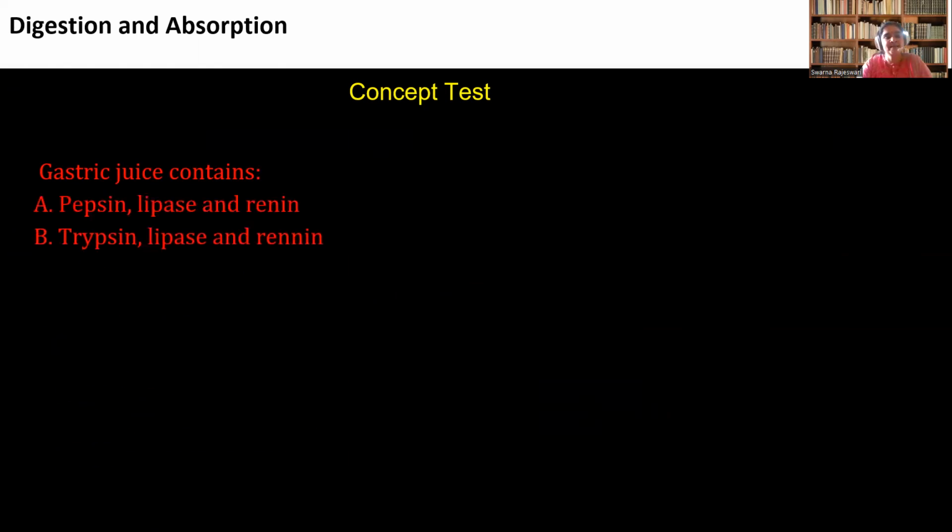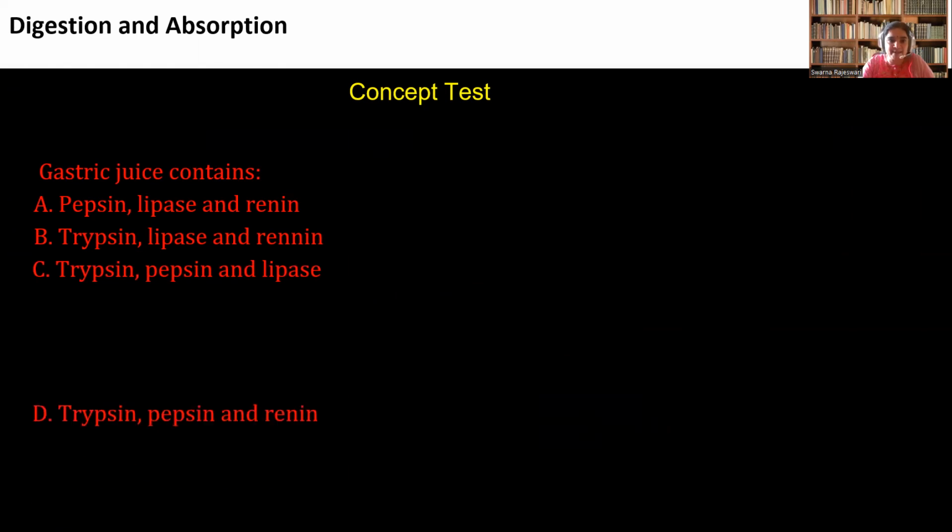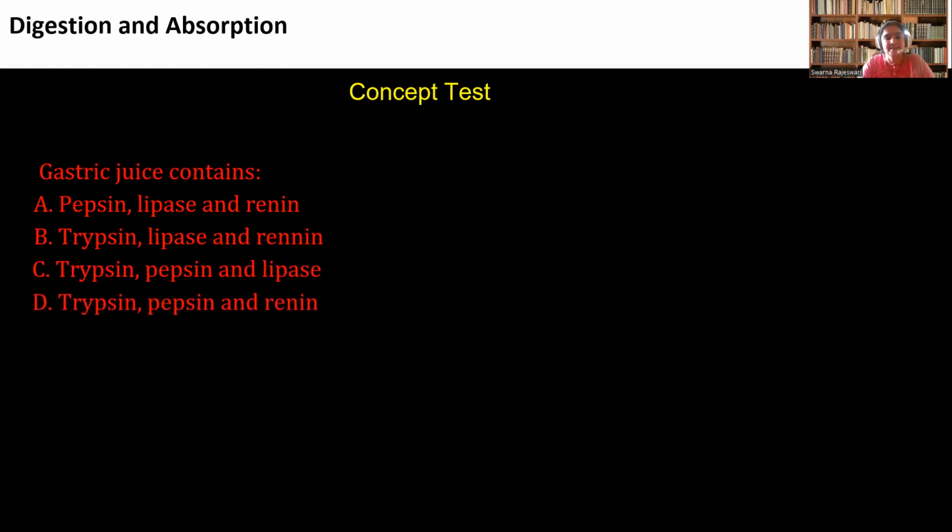Now let us take a small concept test here. The question is, the gastric juice contains: pepsin, lipase, and renin; trypsin, lipase, and renin; trypsin, pepsin, and lipase; or trypsin, lipase, pepsin, and renin. So here we can easily answer this. Why? Because trypsin is a proteolytic enzyme which is released by the pancreas. That you have to remember. Wherever trypsin comes, you have to remember that trypsin will be released by the pancreas.